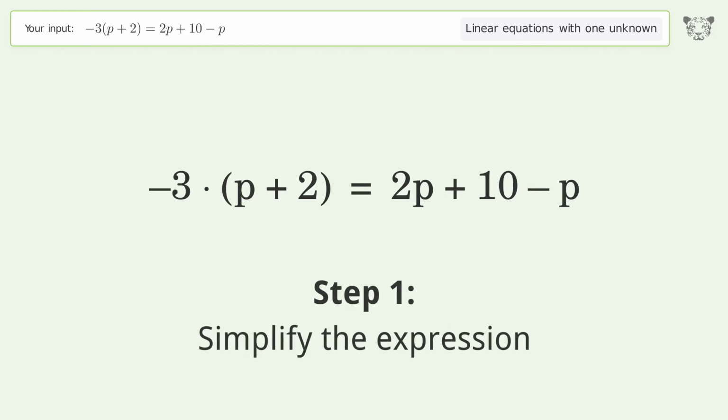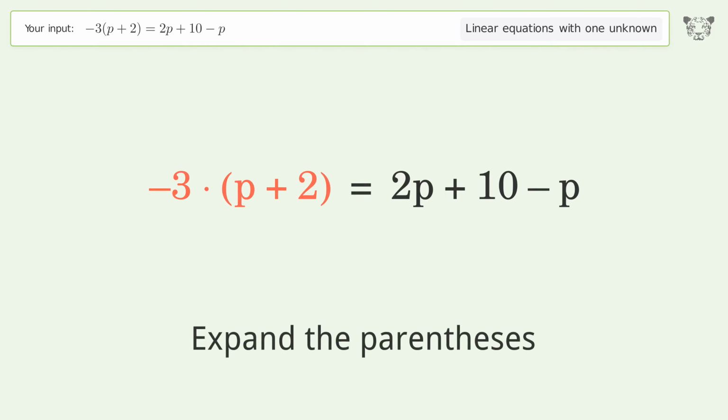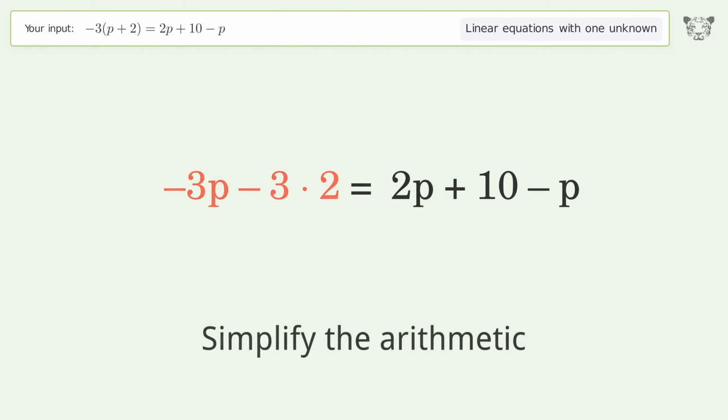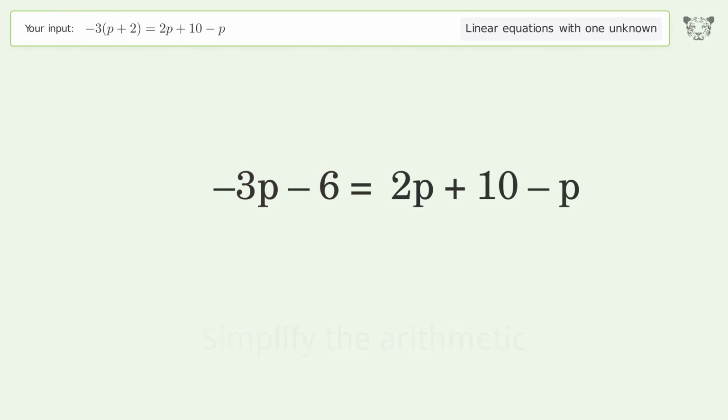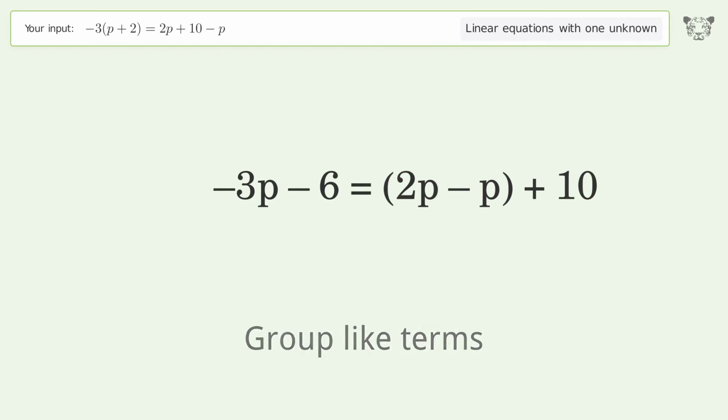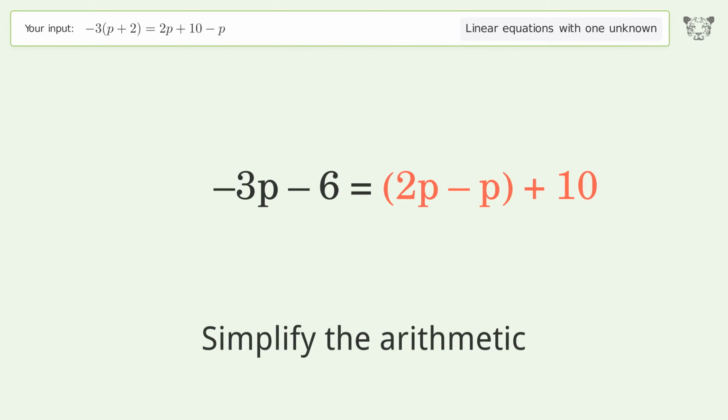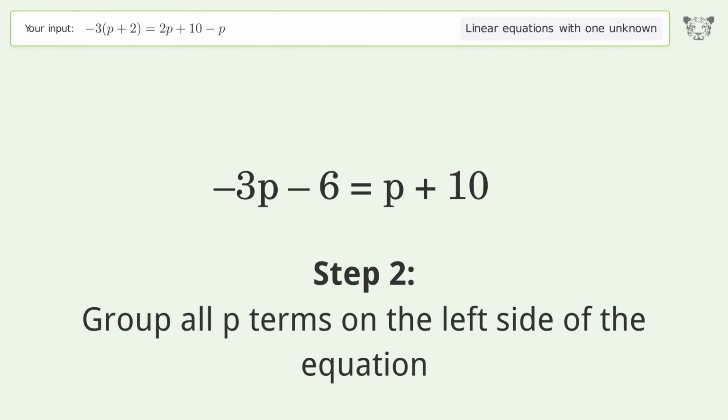Simplify the expression. Expand the parentheses. Simplify the arithmetic. Group like terms. Simplify the arithmetic. Group all p terms on the left side of the equation.